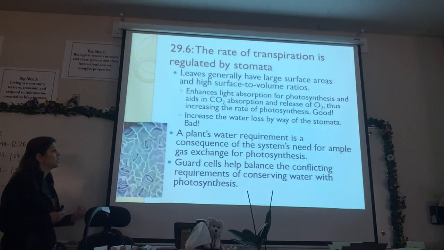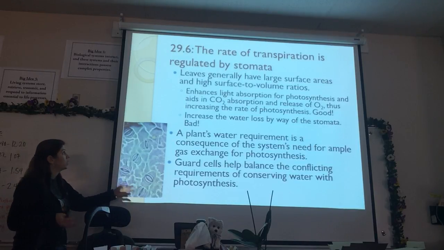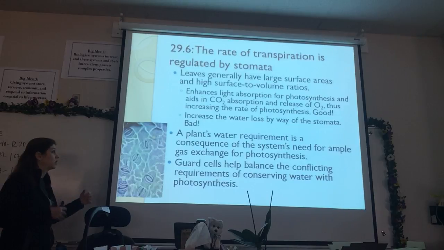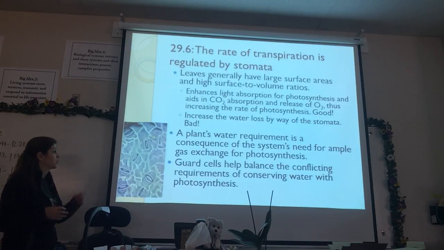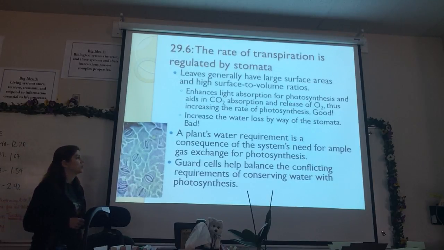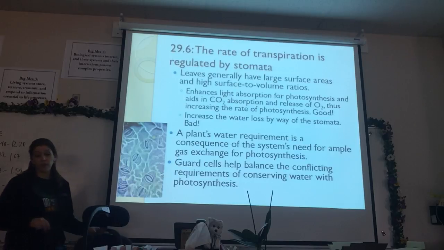And that makes a lot of sense because that means they have enough surface area to absorb light for photosynthesis, which of course it needs, and also enough stomata to bring in the CO2 for photosynthesis and release the oxygen that is the result of photosynthesis. And all of this is very, very good. The problem is this also increases the water loss that happens by the stomata.